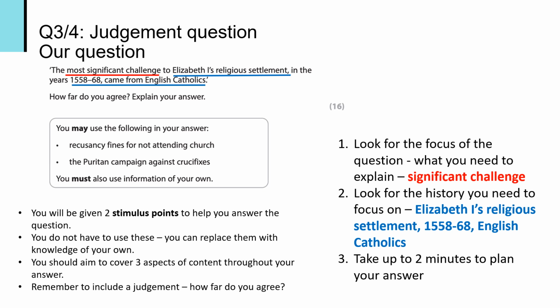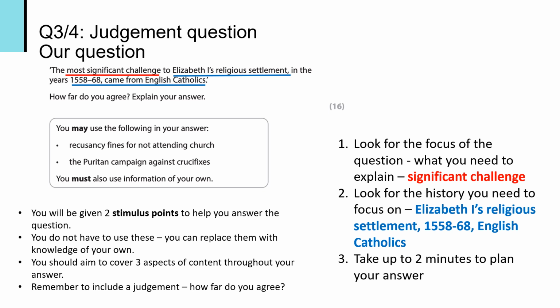On high mark questions, such as the judgment questions, we provide you with 2 stimulus points, and you are also instructed to use information of your own. This means you should aim to write about 3 aspects of content in your answer to be able to score highly on the question. Examiners are looking for a wide range of knowledge. However, don't worry if you are only able to write about the 2 stimulus points. Examiners will reward you for doing this.